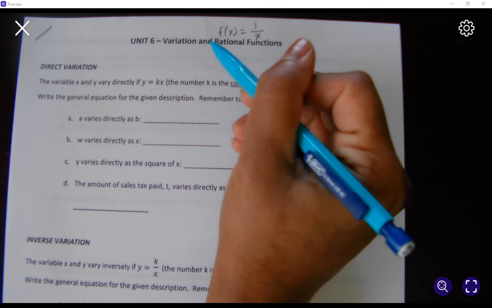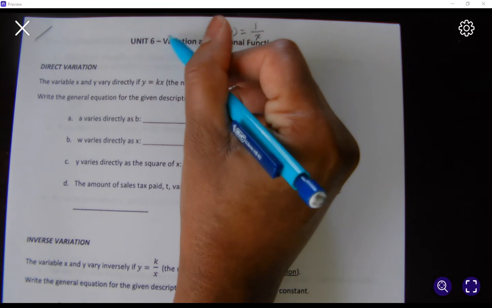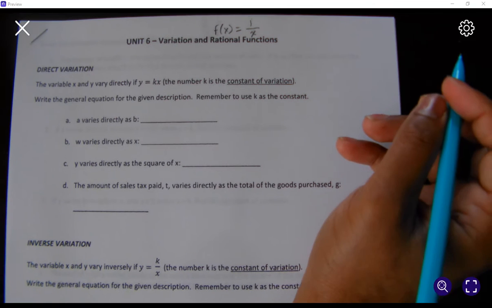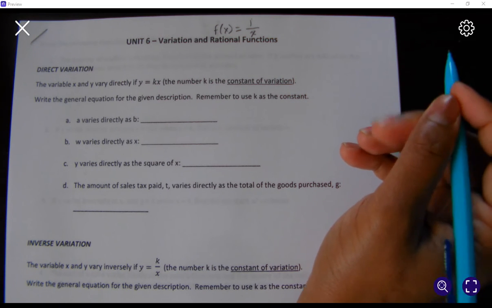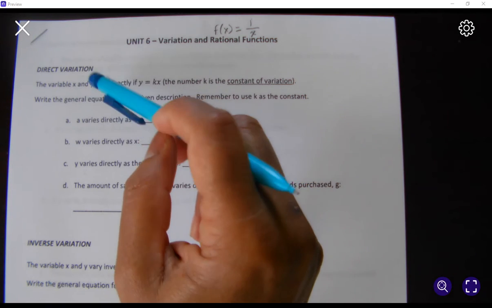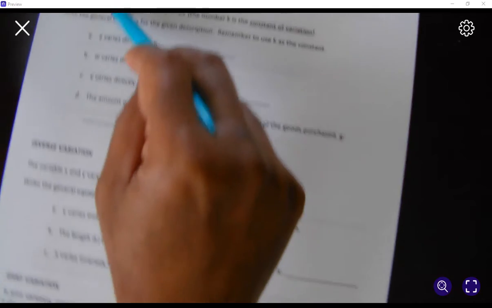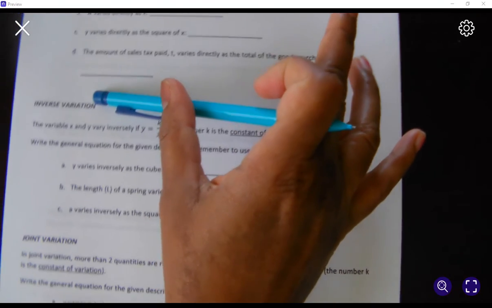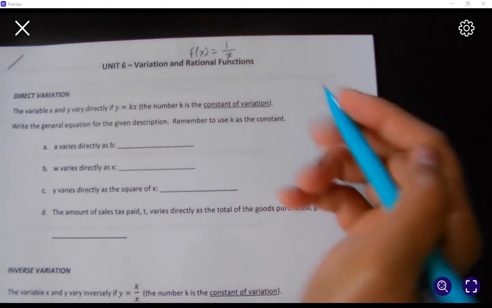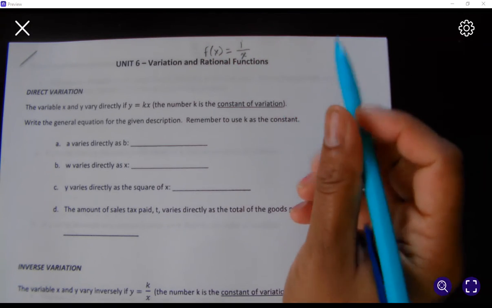We are going to start off Unit 6 by learning about variation and the different types of variation problems that you'll see in Algebra 2. Okay, so there are three different types of variation problems. You have direct variation, inverse variation, and joint variation. Okay, so let's look at direct variation.